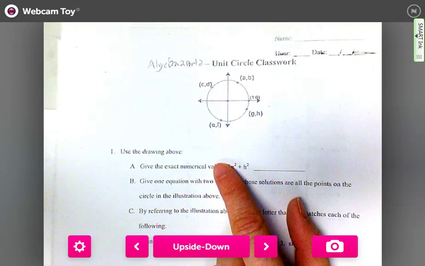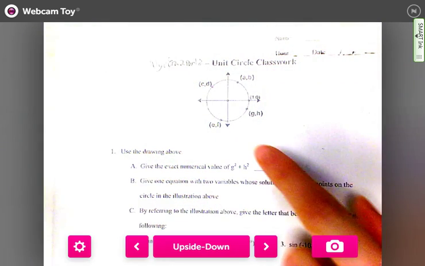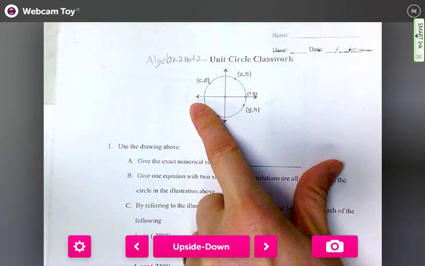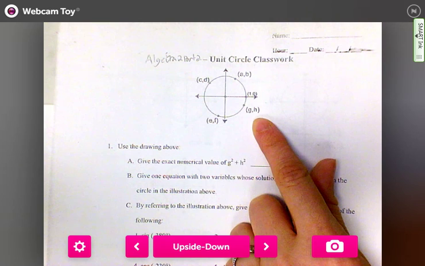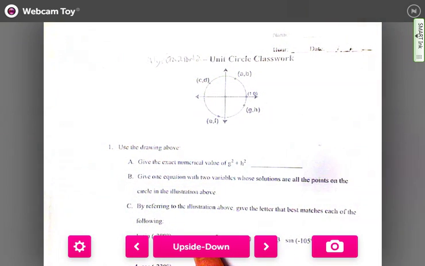Today we're looking at unit circle classwork. I'm going to go over these notes with you. Okay, so I need you to make sure to have these out. We are looking right now at using this drawing above. This drawing has A, B, C, D, E, F, G, H, and we're going to use this information to answer these questions below.